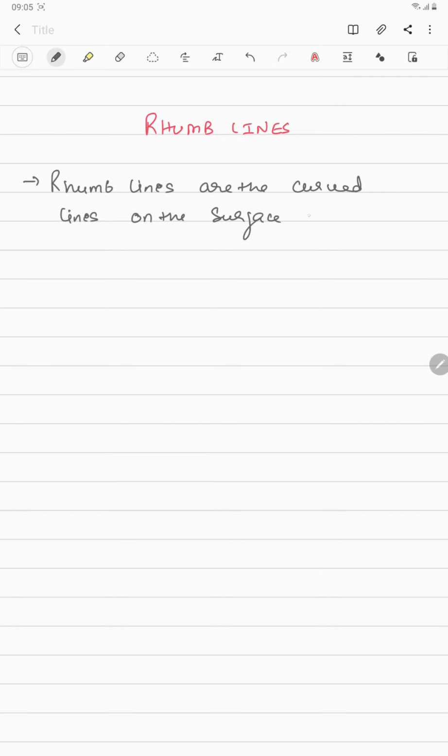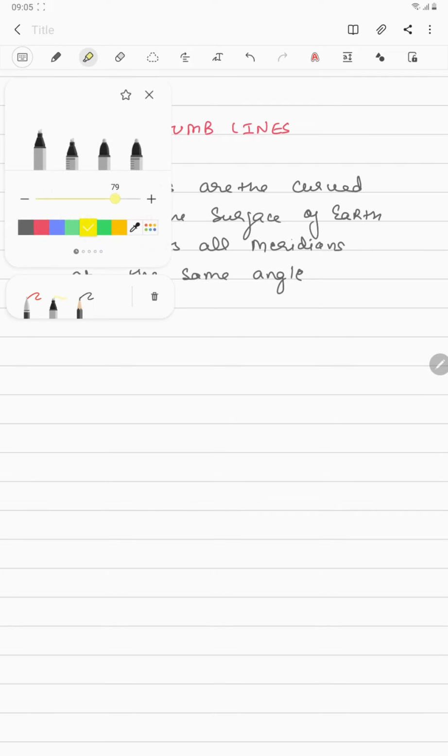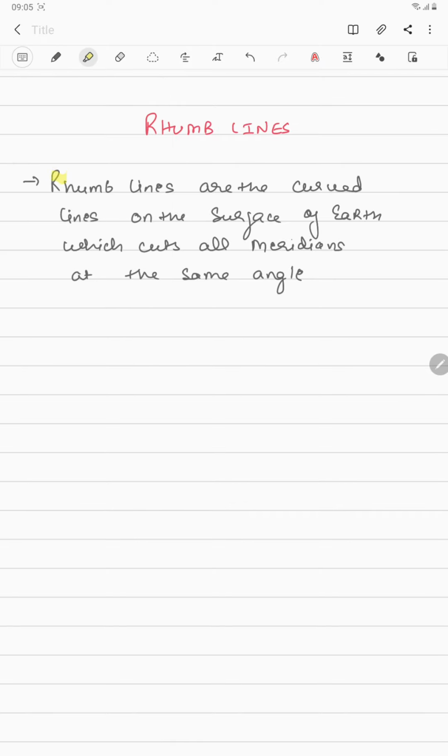which cuts all meridians at the same angle. Okay, at the same angle. Now we will have to understand this thing, and before understanding this, guys, this is the definition. So I'm going to highlight this definition for you guys. See, rhumb lines are the curved lines on the surface of earth which cut all meridians at the same angle.